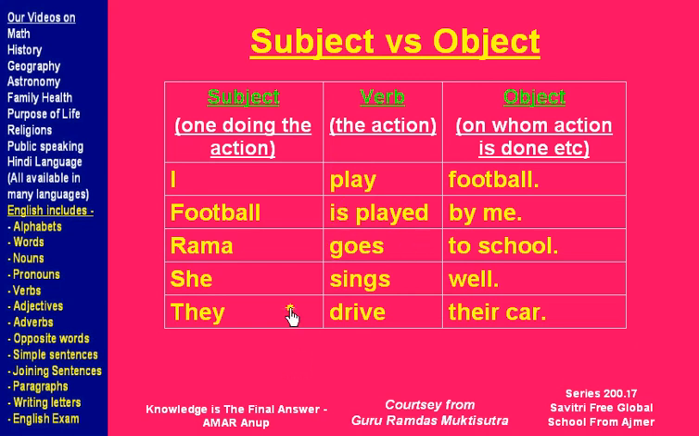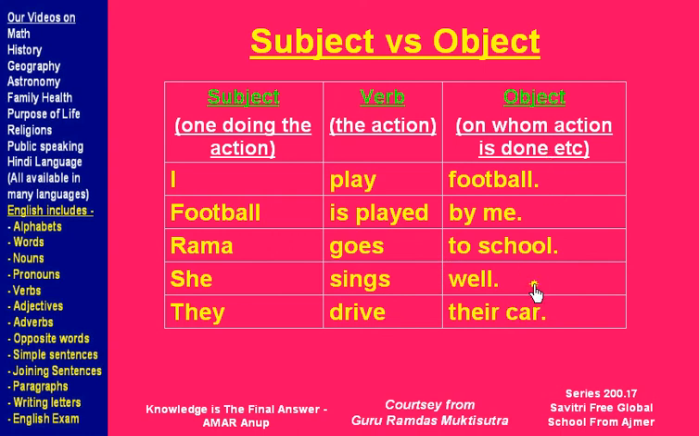Another example, Rama goes to school. Here Rama is the one who is doing the action of going, so Rama is subject, goes is verb, and to school is object. Another example, she sings well. Action is singing. Who is doing the action? She is doing the action. So she is subject and well is object.